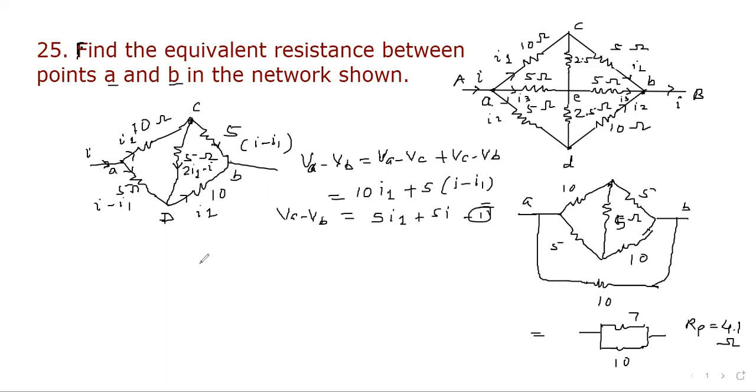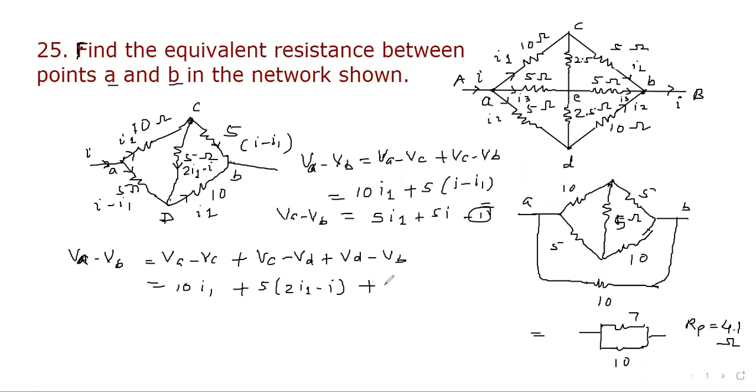Equation number 1. Similarly, we can write VA minus VB following another path. Suppose we follow this path from A to C, then C to D, then D to B. So VA minus VC plus VC minus VD plus VD minus VB. We again apply IR. So VA minus VC means 10I1, plus VC minus VD means 5 times the current, which is 2I1 minus I, plus this contains 10I1. If we simplify, this will become minus 5I plus 30I1. Equation number 2. VA minus VB is 5I1 plus 5I, and VA minus VB again is minus 5I plus 30I1.